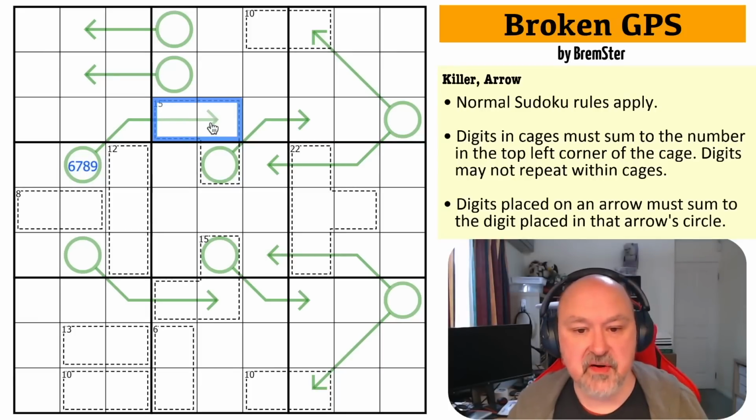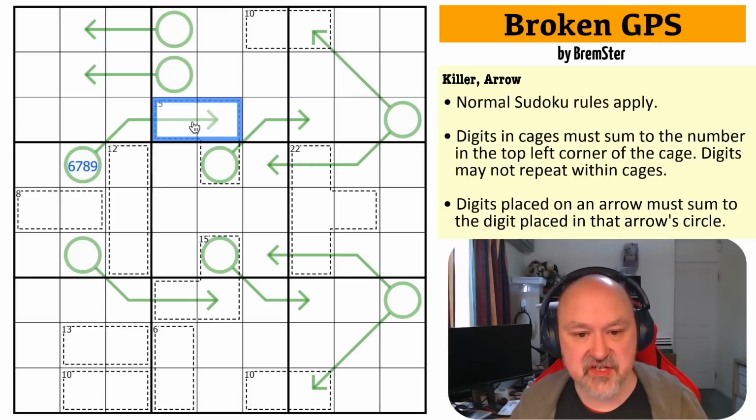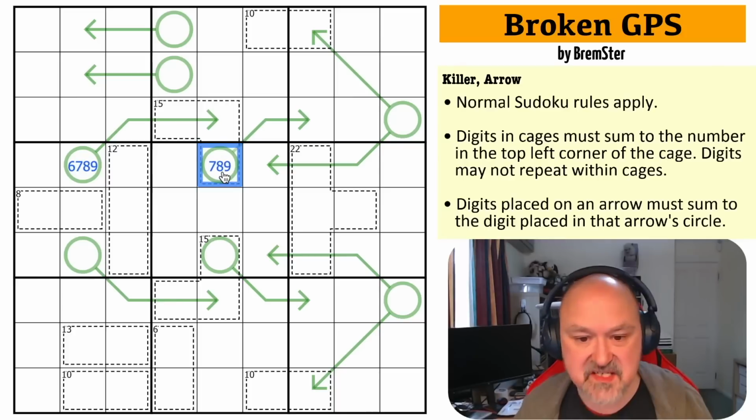So this cannot contain a high digit, and it cannot contain 2 middle. So there must be a low digit on here, because an arrow like this must contain 2 low digits. So there must be a low digit in here, and this can't contain a high digit. But we know the 15 cage must have a low, a middle, and a high. So this has to be a high digit, because there has to be a high digit in the cage, and this is a low and a middle.